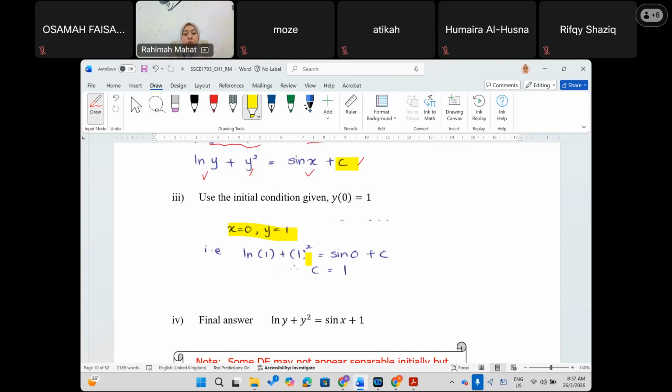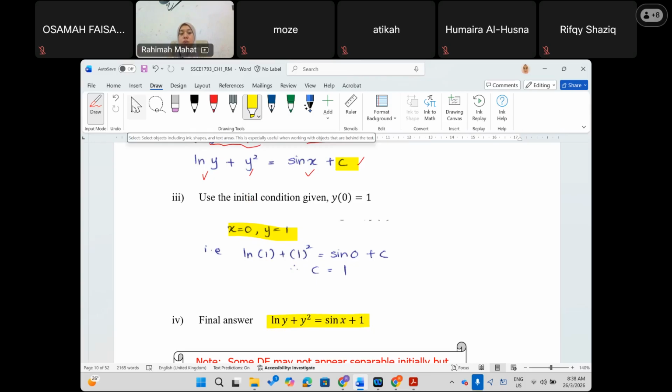So your y is equal to 1 and your x is equal to 0. You can get c here. Okay, c is equal to 1. So the final answer is, you substitute back your c. This is the final answer. Okay, is that clear?